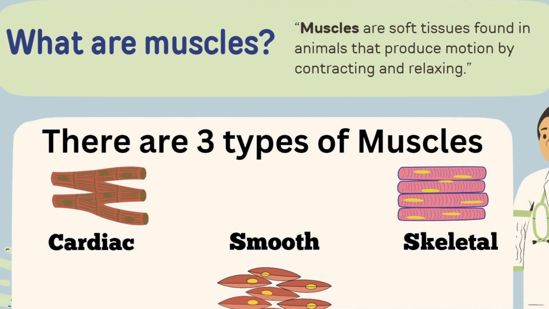So at first, we need to know what muscles really are. Muscles are soft tissues found in animals that produce motion by contraction or relaxation. There are basically three types of muscles. Number one is cardiac, number two smooth, number three skeletal. The word cardia literally comes from the word heart. So when we're talking about cardiac muscle tissue, we're talking about heart muscle tissue.